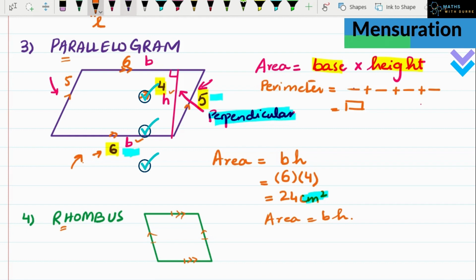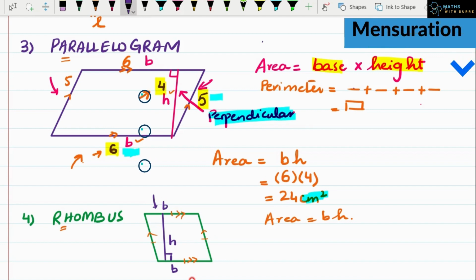We don't have a perpendicular here, so we can't say which one is the height; it may be inside the shape. So we can say that this side will be a perpendicular and denote it with h, that is height. Any side on which we have a perpendicular will be the base. This can also be a base, or this can also be a base, and both will be the same.